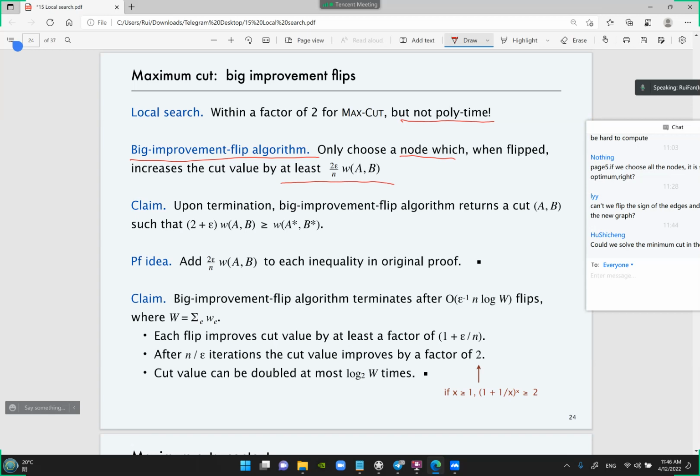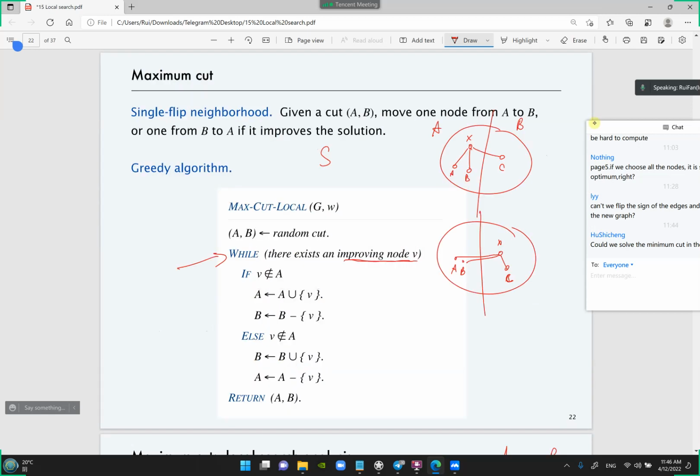Because previously for this algorithm, when you choose a node, for example when you choose this x, it improves the cut by only 1. And so if your maximum cut is, let's say, 1,000,000, then you might need to take like 1,000,000 of these steps before you can terminate. However, for the big improvement algorithm, you might say I'm only going to flip a node if it improves my solution by at least 100. In that case, if your max cut is 1,000,000, then in 10,000 steps you're going to terminate. So that's the big improvement algorithm.